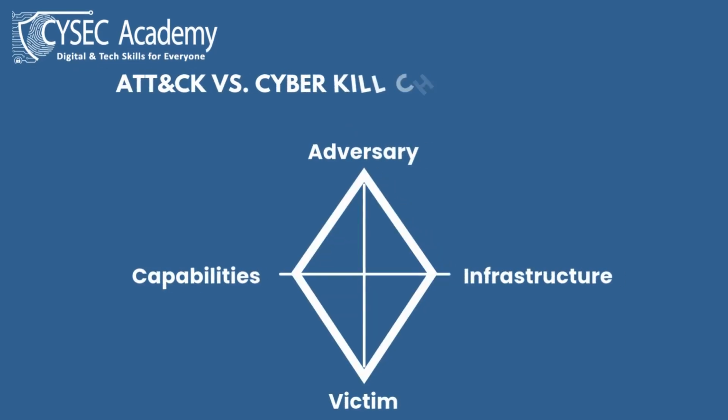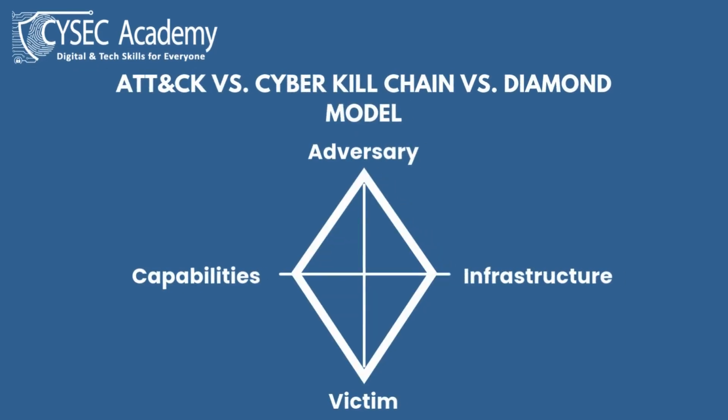3. Diamond model. This explores the relationship between the adversary, their capabilities, the infrastructure they use, and the victim. It's especially useful for threat intelligence and attribution. It's also used to understand who is attacking, how they operate, and what connects all the pieces together.